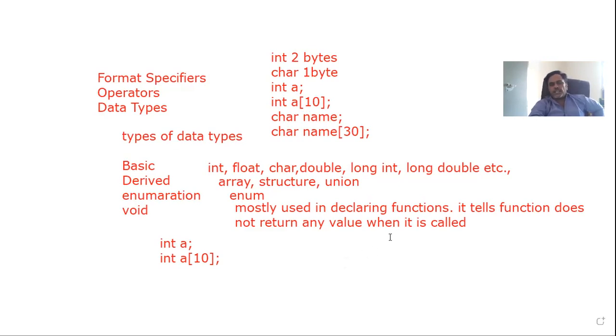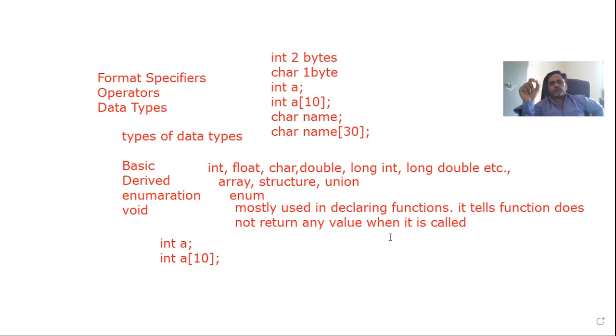So derived means it's a data type which is derived from an existing basic data type, like creating an array, a structure, or a union. Here, structure and union are both similar, only some logic will be different. That is the memory occupation, which will come in the later sections. So these are the direct data types. Enumerated, we'll discuss later, after arrays, structures, and unions.